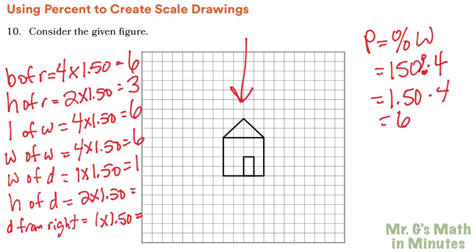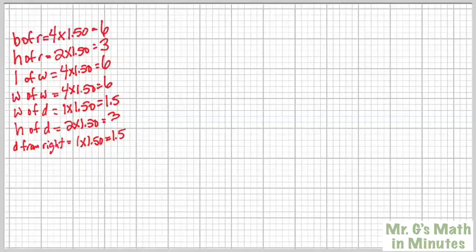1 times 1.50 is obviously 1.5. 2 times 1.50 is going to be a 3. And then we got another 1.5 right down here. So now that we got all of our measurements and all of our pieces that we need, let's take them, and we're going to create the new graph or the new drawing.